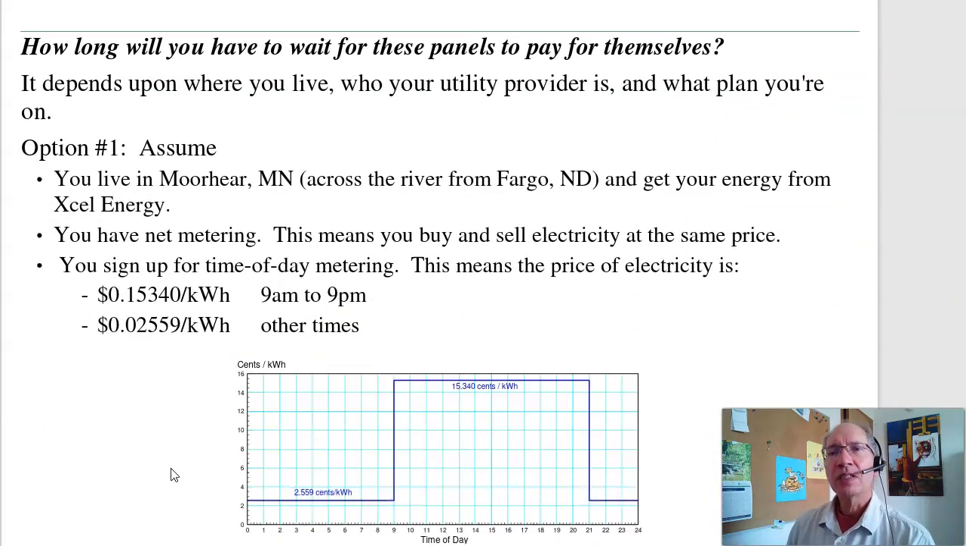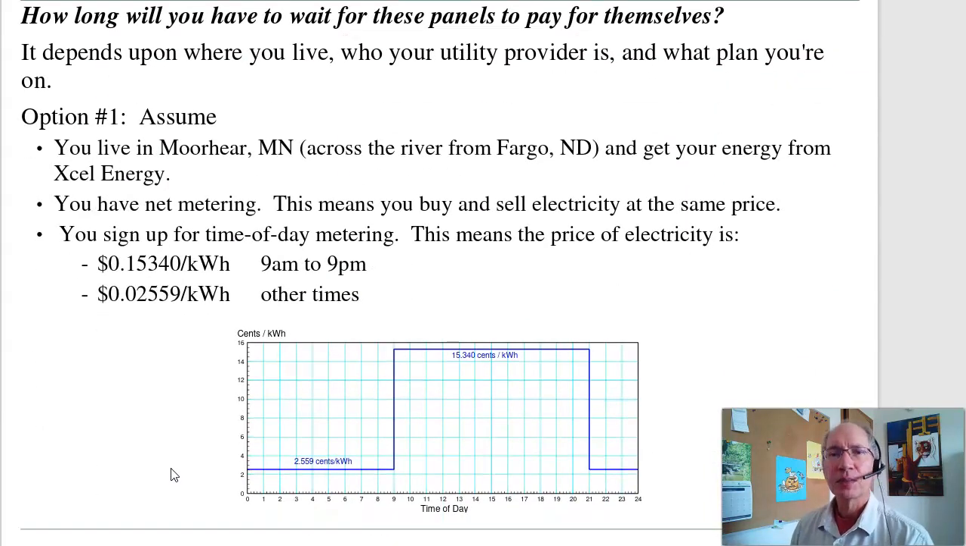How long does it take the panels to pay for themselves? Now that's the economic question. That's the real bread and butter we're looking at. Well, that kind of depends on where you live, who your utility provider is, what plan you're on. Let's assume I live across the river in Moorhead, Minnesota, and I get my energy from Xcel Energy. Now in Minnesota, they have net metering, and what that means is that if I produce 1 kilowatt hour at noon, put it on the grid, then I use 1 kilowatt hour at 1 o'clock, I end up owing nothing.